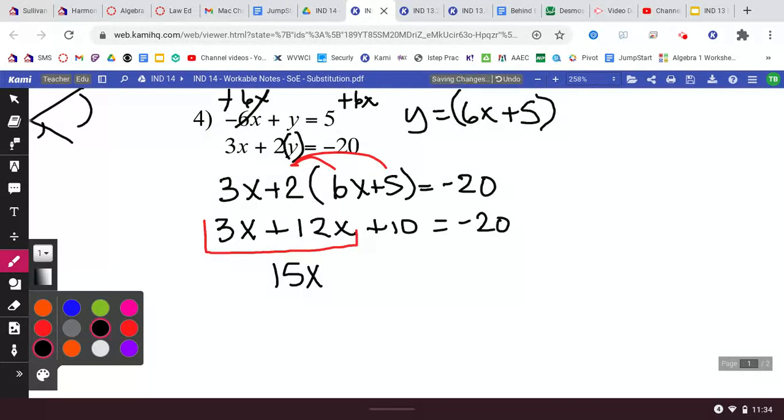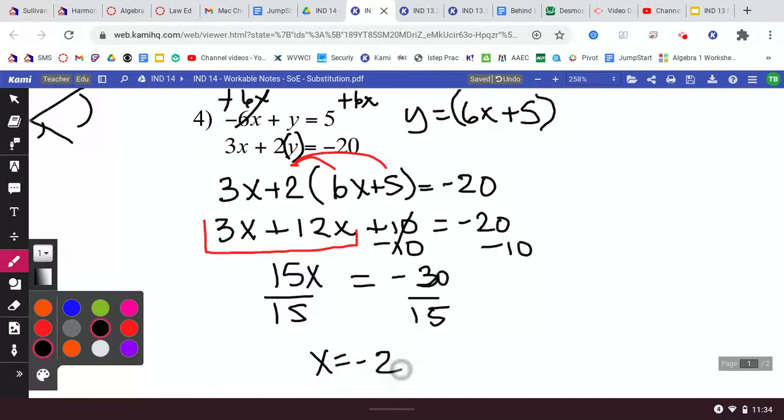And then this plus 10, we're going to minus 10 and minus 10 because we do have to move that to the other side of the equation. So we get 15x equals negative 20 minus 10 is negative 30. Then I'm going to divide by 15 and divide by 15, and I get x equals negative 2. My answer, again, is going to be an ordered pair. I have half my answer.